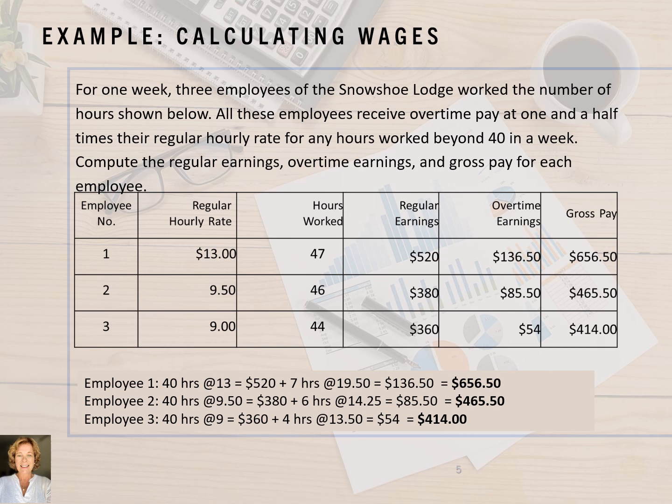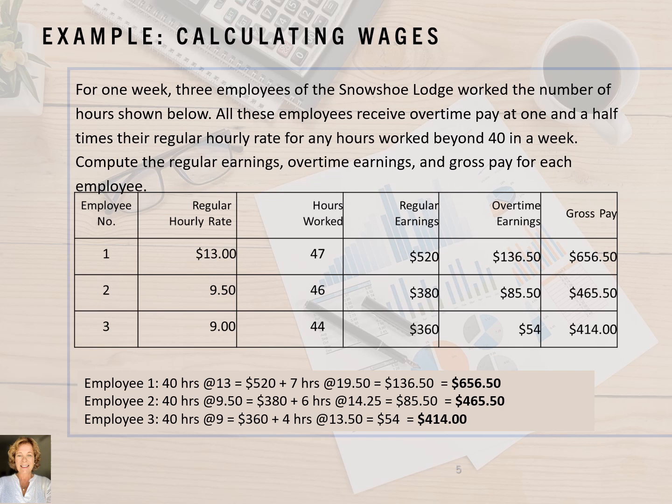So let's read it together. For 1 week, 3 employees of the Snowshoe Lodge worked the number of hours shown below. All these employees receive overtime pay at time and a half their regular hourly rate for any hours worked beyond 40 hours in a week. So we need to compute the regular earnings, overtime earnings, and gross pay for each. So let's look at employee number 1.